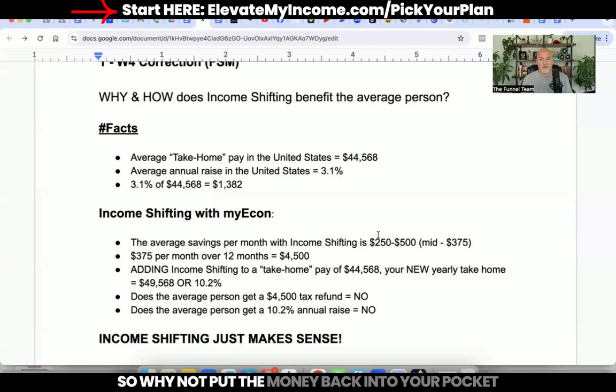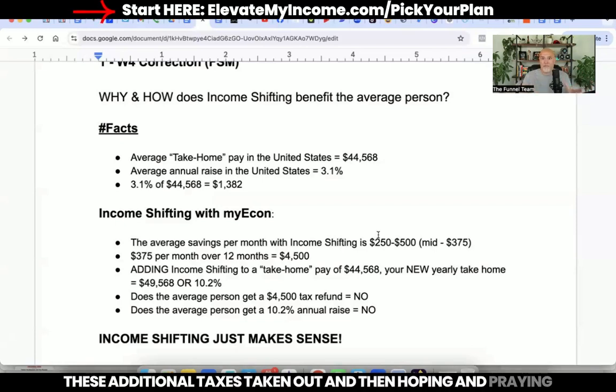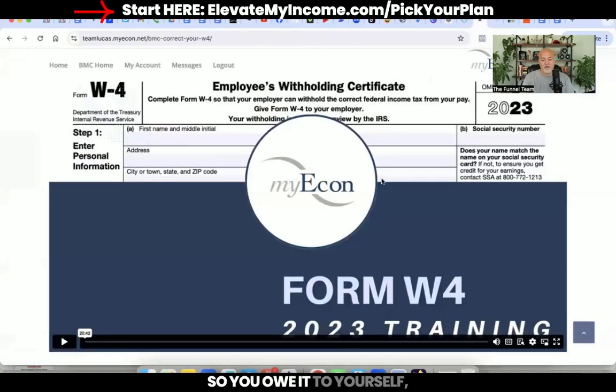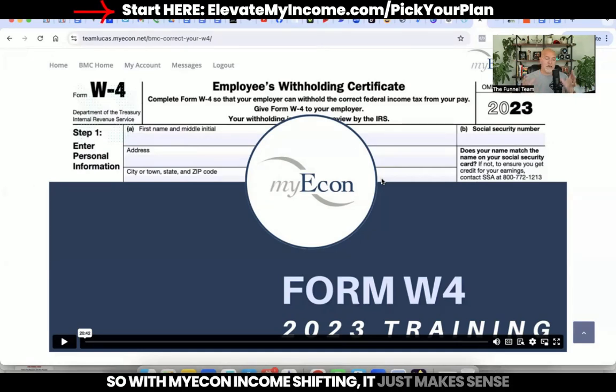So why not put the money back into your pocket so you are guaranteed that money, instead of having all these additional taxes taken out and then hoping and praying at the end of the year that the government gives you the right percentage of money back. So you owe it to yourself, my friend, to do this correctly. You have the power to control your income. So with myEcon income shifting, it just makes sense and it puts more money back in your pocket.